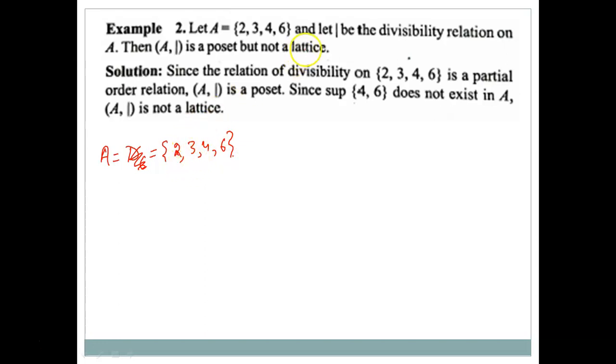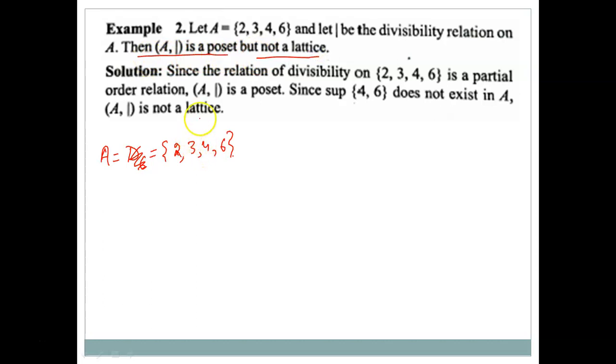Now this set with respect to the divisibility relation is a partially ordered set but not a lattice. So it is not always the case that whenever we have a partially ordered set, it will also be a lattice. A partially ordered set may not be a lattice. So this is an example of such a type. This is a partially ordered set but it is not a lattice.